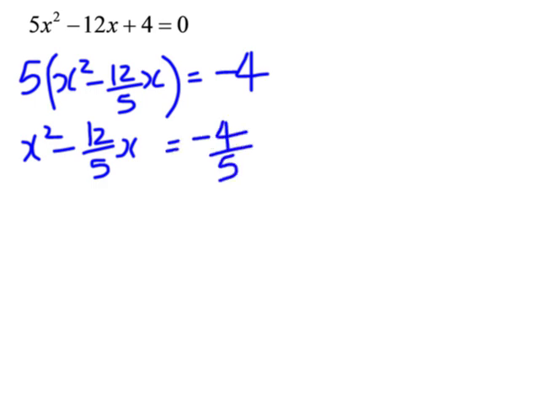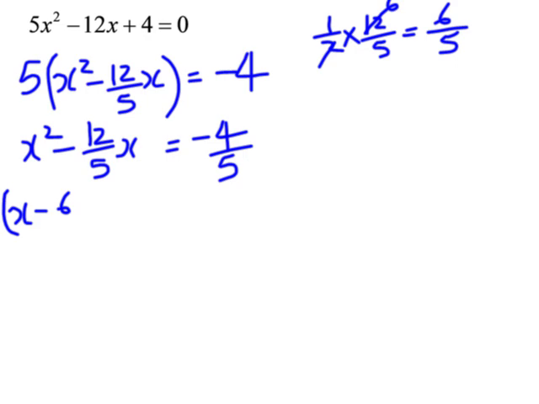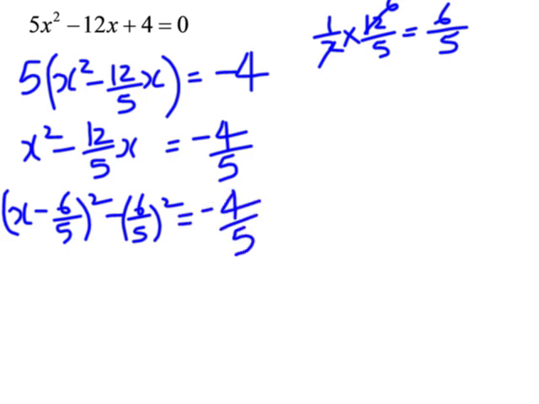Now, we have to halve minus 12 on 5. Hopefully everyone knows a half of 12 on 5. We can see that the 2s will cancel. Hopefully it's 6 on 5. Okay, so we can see that half of 12 on 5 is actually 6 on 5. So we end up getting x minus 6 on 5 all squared, equal to minus 4 on 5. Now, 6 on 5 squared is 36 on 25, so we can move that across.